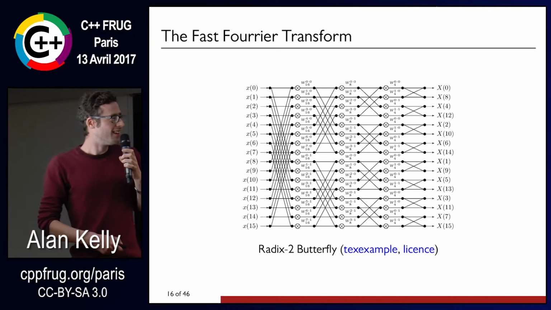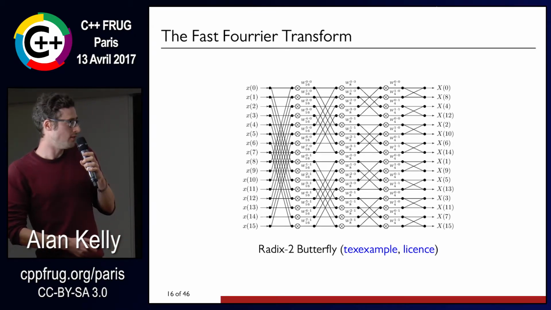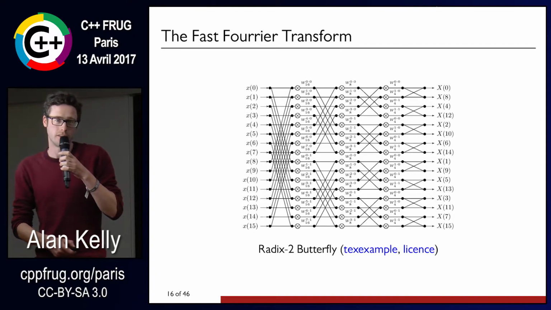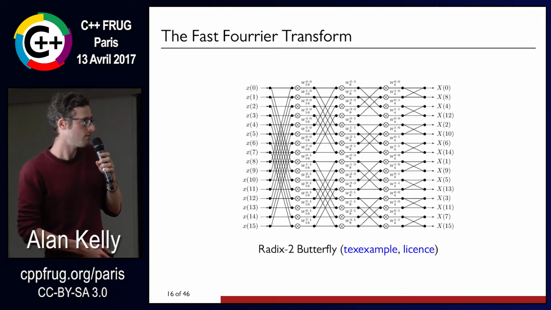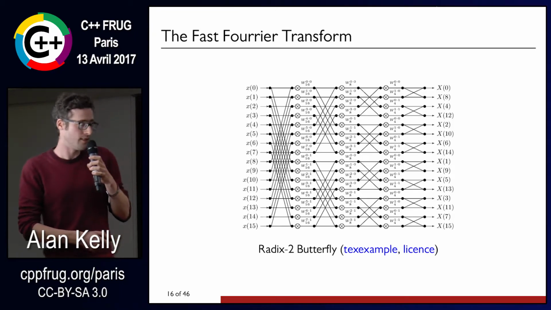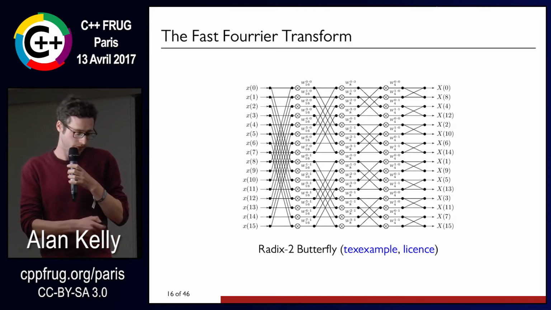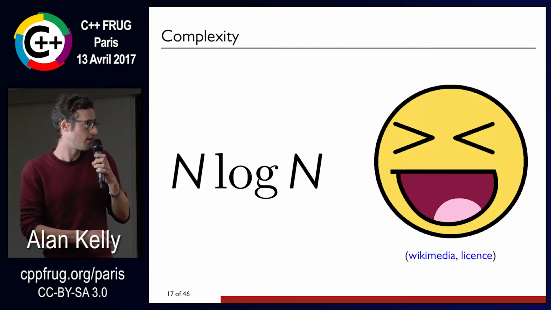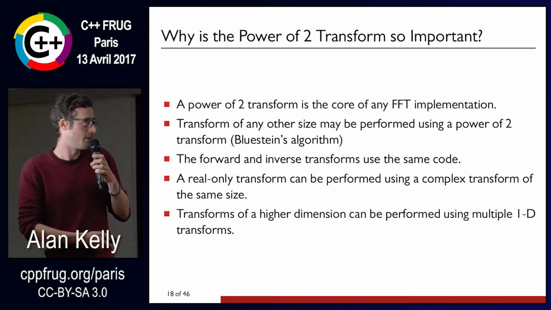Right. So here we have a Fourier transform of size 16. So we have 16 in the vertical, but if we count here in the horizontal, 1, 2, 3, 4, log of 16 is 4, we have n log n. So this is called, as I said, a radix 2 butterfly. And this is the main loop in an FFT. So how do we write a high performance version of this? N log n, and we're happy.